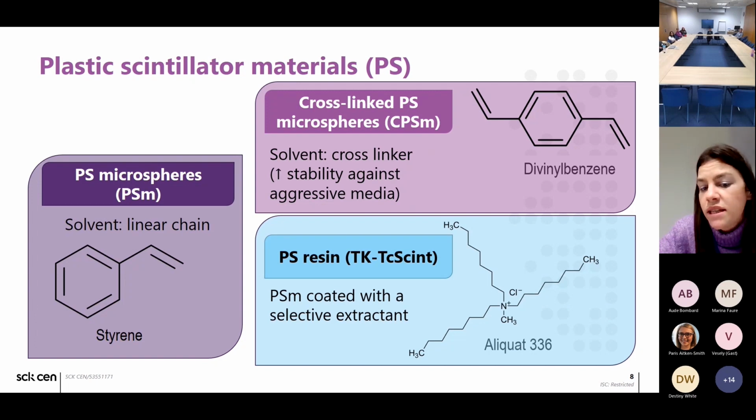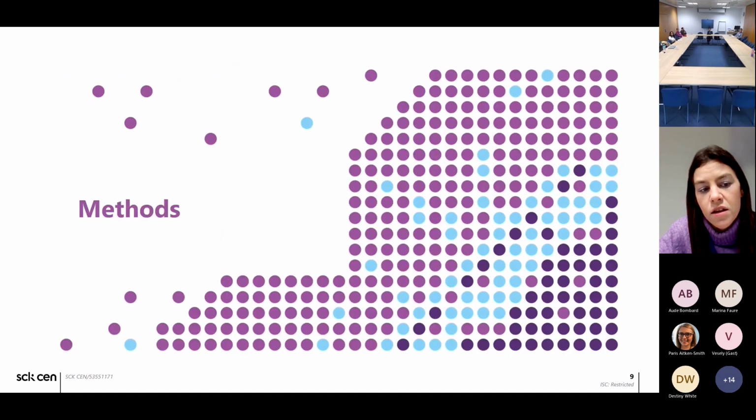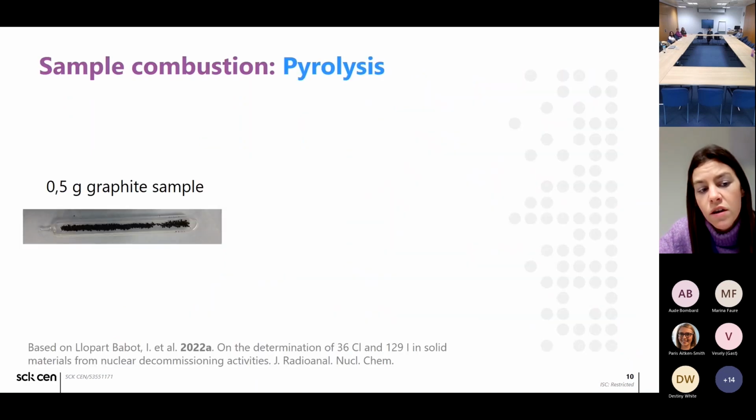In our case, it was the TK-TC Sind resin, which is composed of PSMs coated with a selective extractant. In the case of the resin we used, the extractant is Aliquat 336, which is a tertiary amine with chloride ions. So for the optimization of the procedure, first we started with the sample combustion.